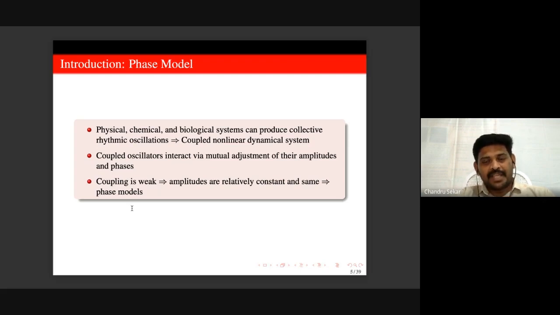When coupling is weak, amplitudes are relatively constant and the same for the coupled nonlinear dynamical system. So in this situation, the interaction between the systems is represented only by the phase. So now the coupled nonlinear dynamical systems are called a phase model or phase oscillators. Okay, how can we derive this?